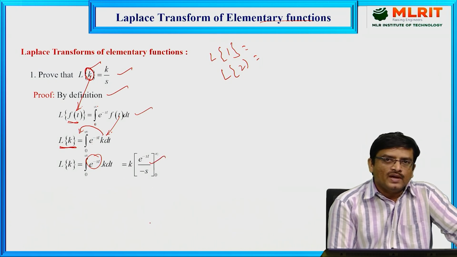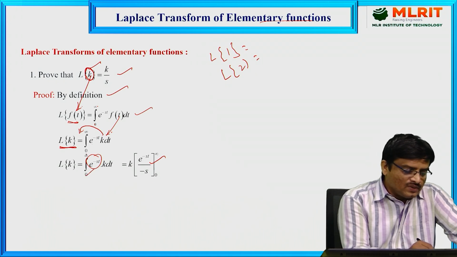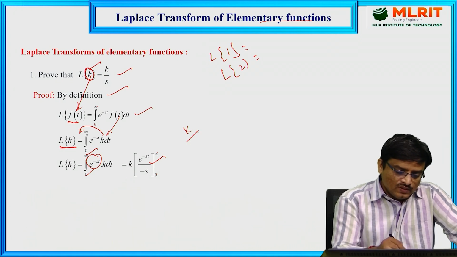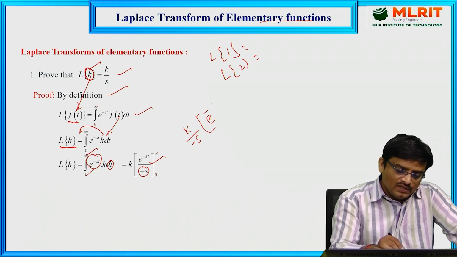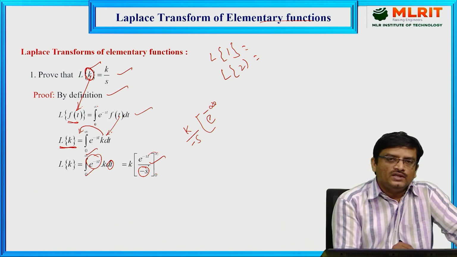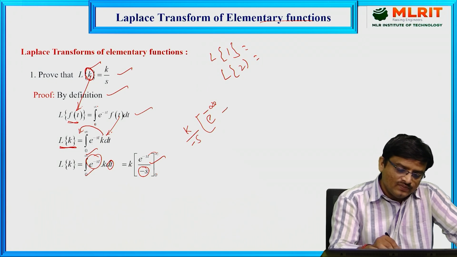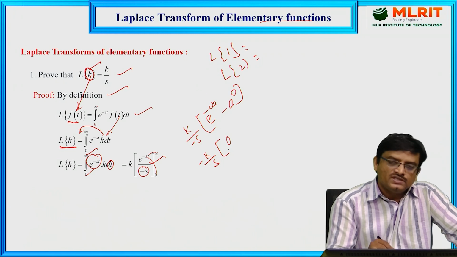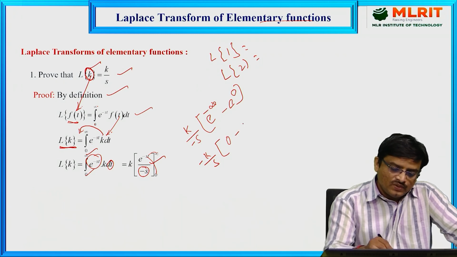So you will get e power minus st by minus s, and then substitute the upper limit and lower limit 0 to infinity. We are applying the integration with respect to t, so this minus s becomes a constant. You take that constant outside. Now in place of t, replace t with infinity. Infinity into anything equals infinity, so you will get e power minus infinity minus e power, in place of t, substitute the lower limit 0, e power 0. So this is minus k by s. e power minus infinity, we can consider that value equal to 0. Minus e power 0 is 1.